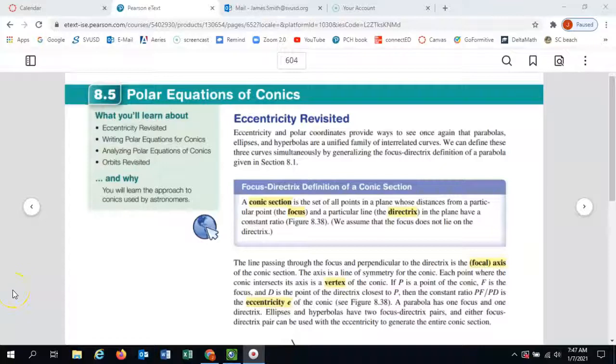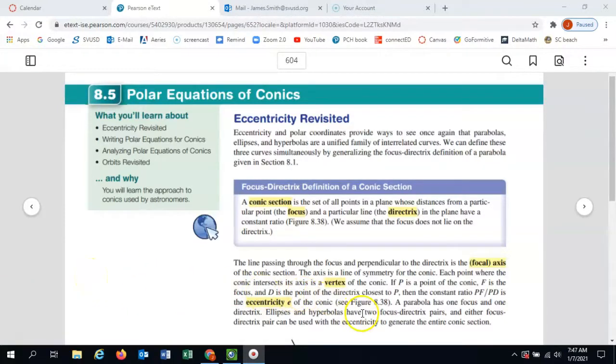Right, getting into our final section of Chapter 8. This is 8.5. We are now going to be looking at those conic sections that we've been learning about. We are now going to be able to see how we can use the eccentricity to write these into a polar form of their equation. And so we're kind of putting together some new stuff with the old stuff.